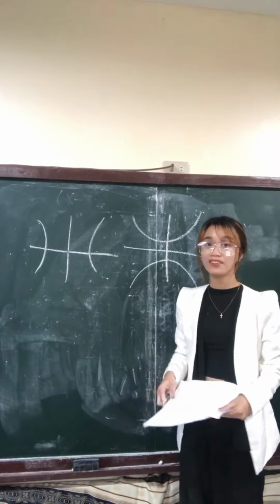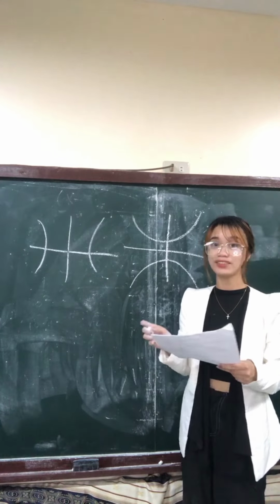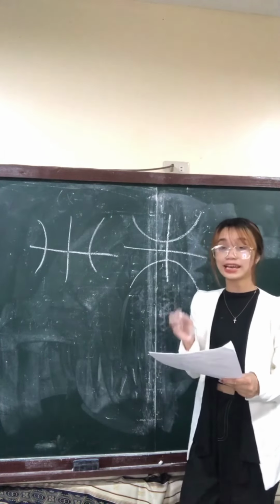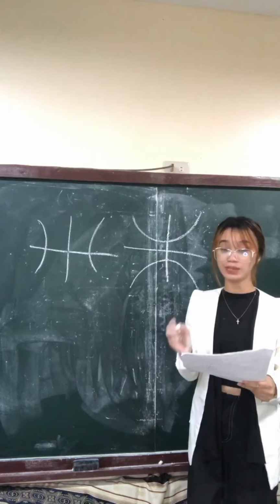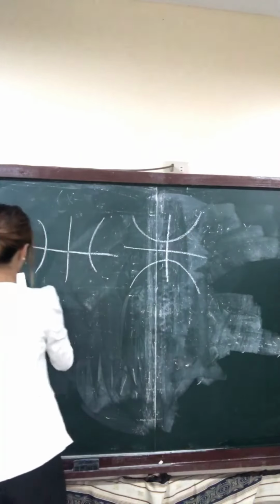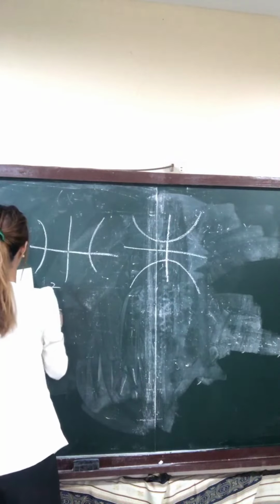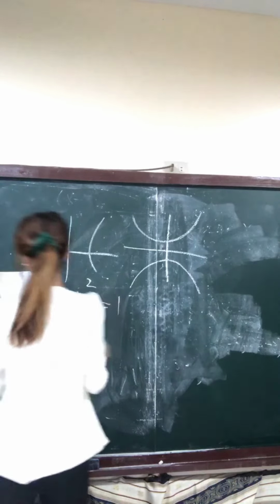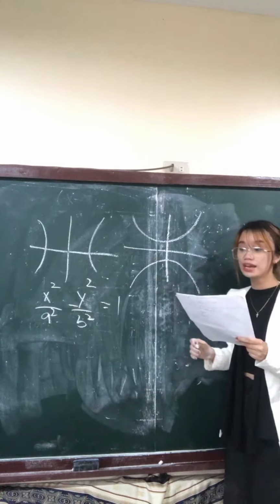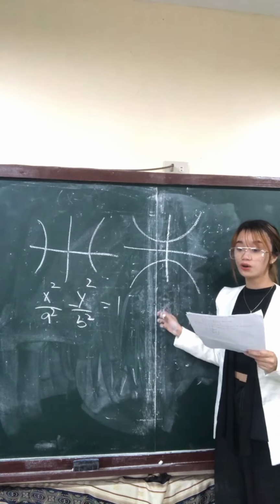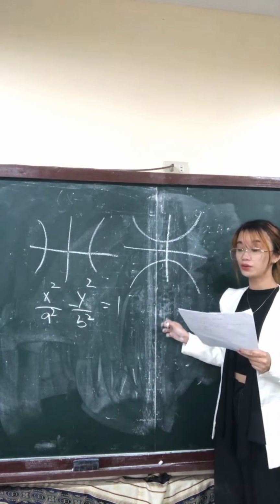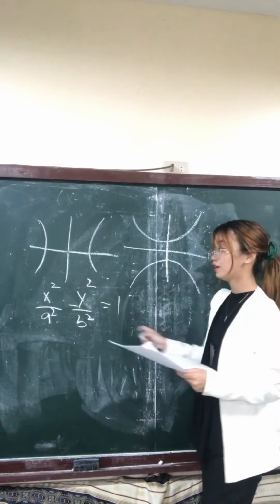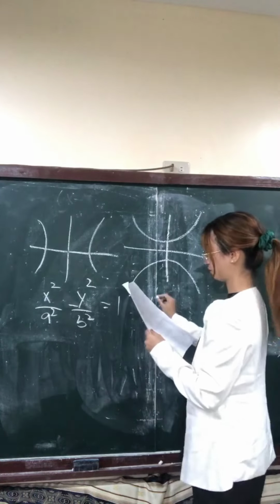Whenever we have the vertex at the origin, we have this equation: x squared over a squared minus y squared over b squared equals 1. And for this vertical one, we have the equation y squared over a squared minus x squared over b squared equals 1. Opposite of this equation.